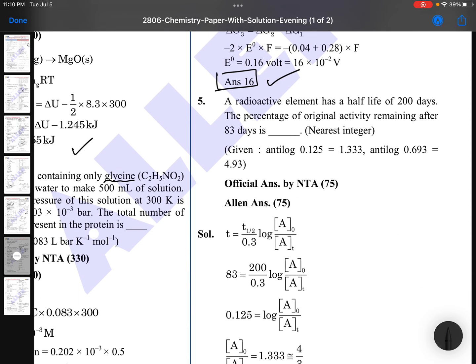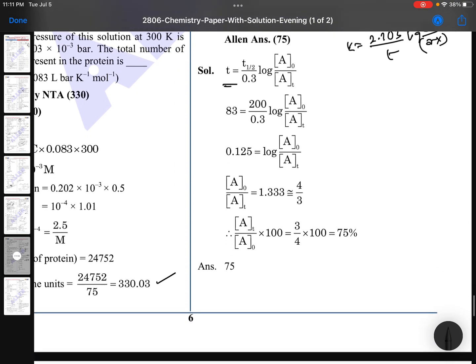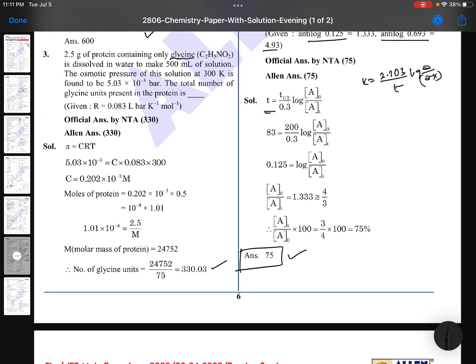A radioactive element has a half-life of 200 days, after 83 days. This question I think we made in some different form. Here you see 200 days half-life, and it is asking for 83 days. That means less than half-life. So for that, the formula is t is equal to t half by 0.3 log A naught by A. Okay. Antilog values are given and everything is mentioned here. Based on this, you can use K is equal to log A naught by A. By solving this, you will get 75. This question we were missing in our regular.